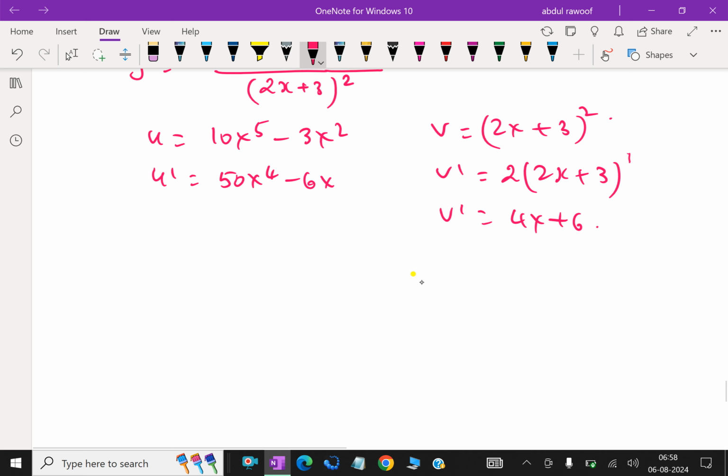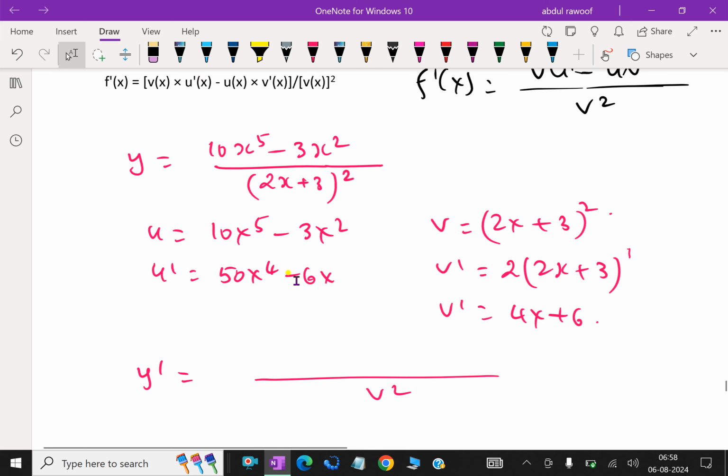Now apply the quotient rule, y dash equals over v square. Here u dash is this. Then v dash, look at it, there are extra things there. v dash equals 2 comes in front, (2x plus 3), and the differentiation of 2x is 2.